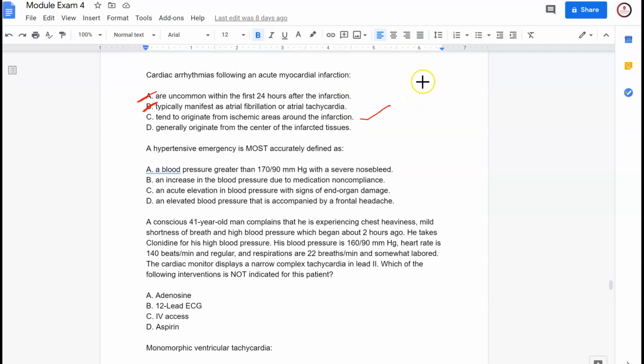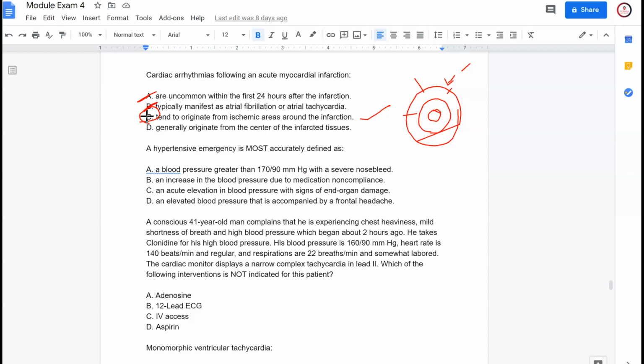So remember when we talked about the area of infarct, the center is the most damaged, with less damaged donut rings all around, where these ischemic ones on the outside are the most irritable, which means when they're reperfused, they get the most angry. So the answer is C, tend to originate from ischemic areas around the infarction.